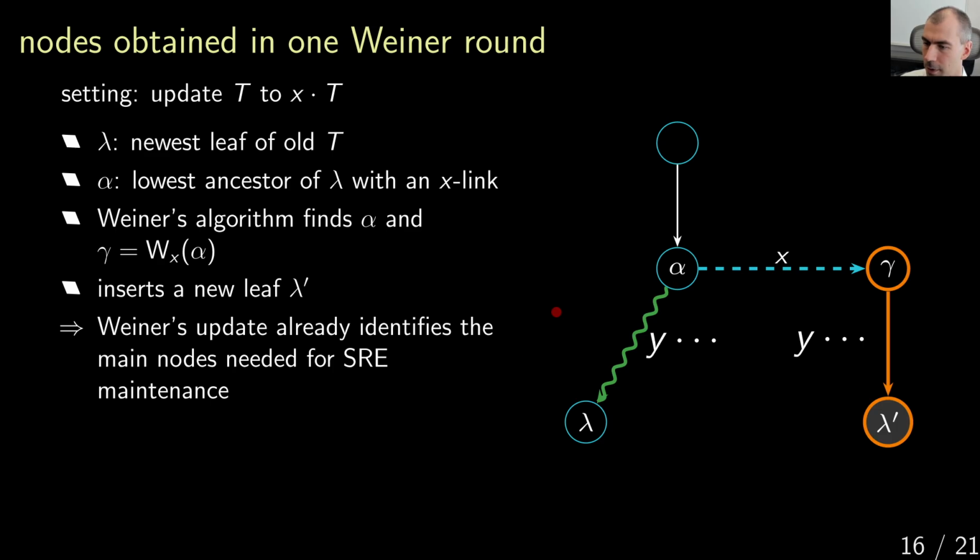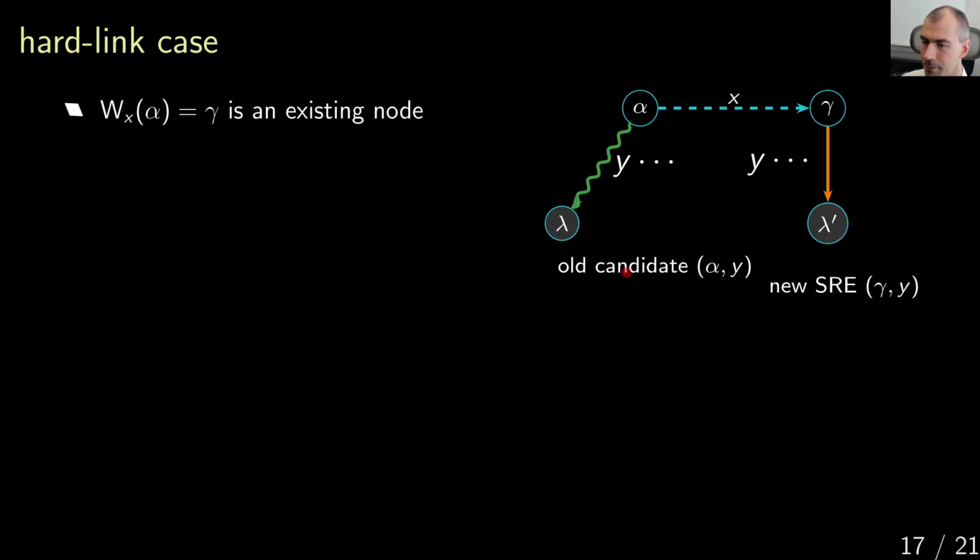Having that machinery, Weiner's update already identifies the main nodes we need for the SRE maintenance, which we show in the next slide. In this first case, we assume that the x-link leads to a node, so this x-link is hard. In this case, we know that gamma and the new letter y constitute a new SRE, because there is nothing going outwards. Otherwise, it would contradict the definition of alpha. So we already have a new SRE found.